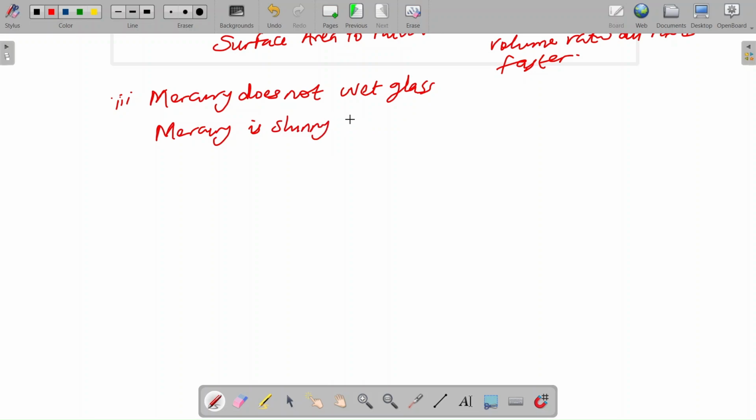It's shining, which is visible against a white background. So mercury is shining, while alcohol is colorless.